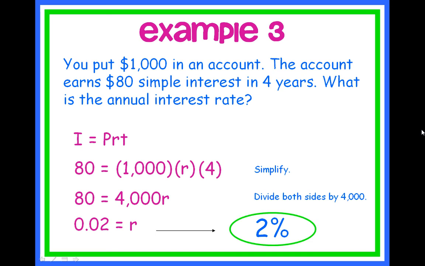And you can always plug in the same thing and make sure that you get 80 as your interest. You can do 1,000 times 0.02 times 4, and you should get 80.